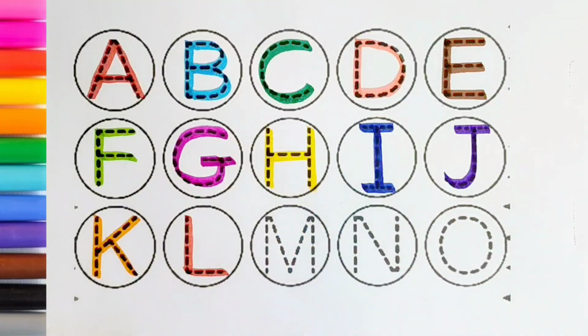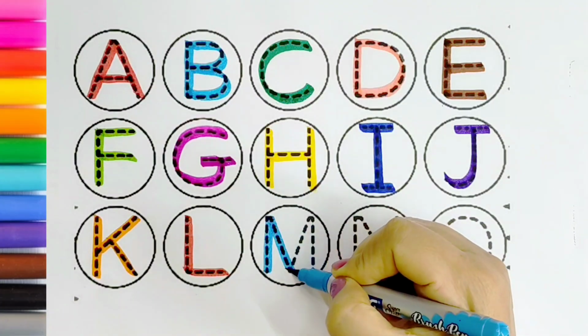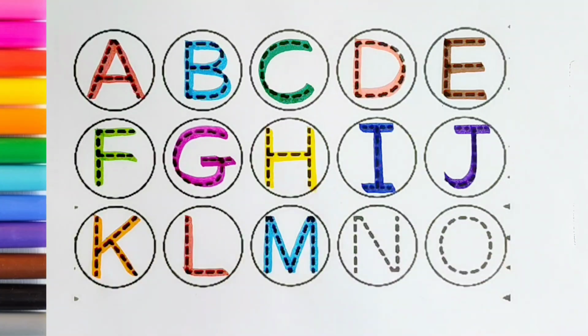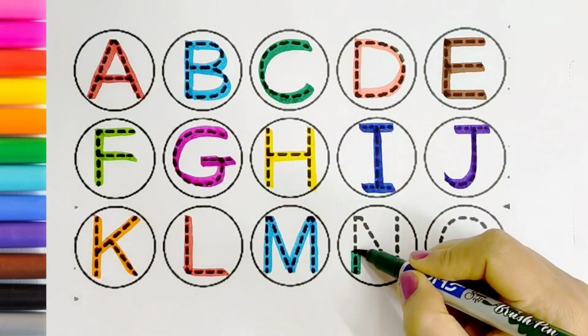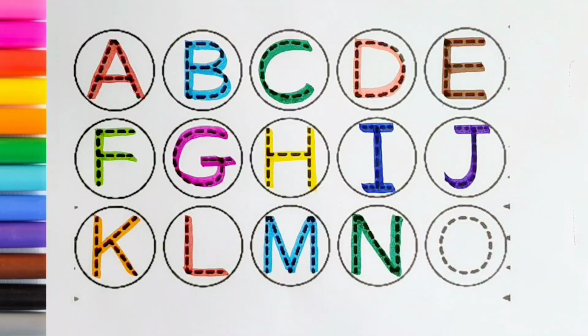Sky blue color. M. M for monkey. Dark green color. N. N for nest.